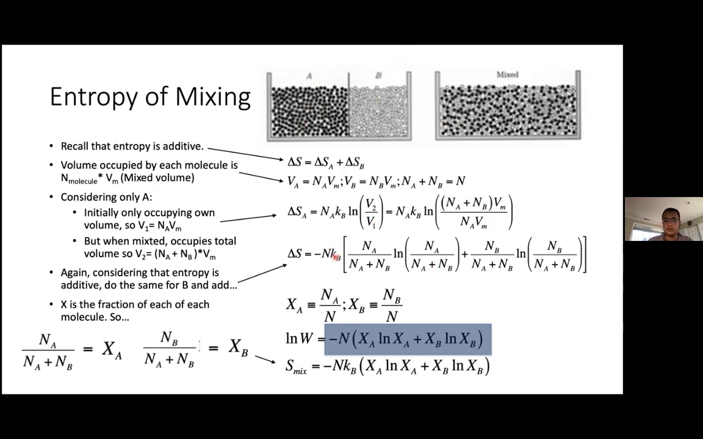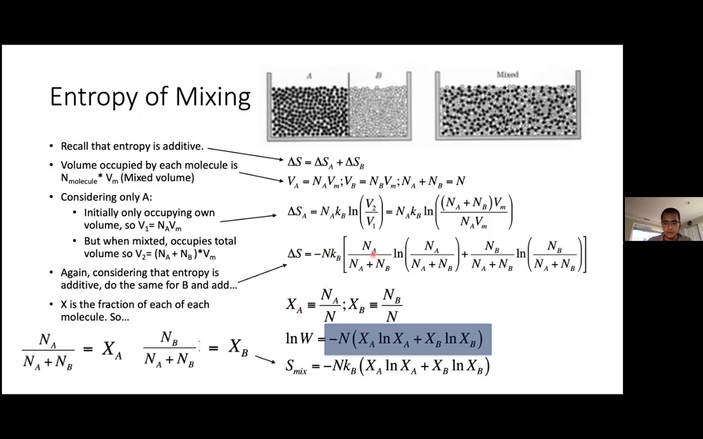So this is just delta SA plus delta SB with all the variables factored out to make it look a bit better. But we can also simplify this further if we introduce another variable. XA, in this case, is just the fraction of A molecules. So it's NA over the total molecules.